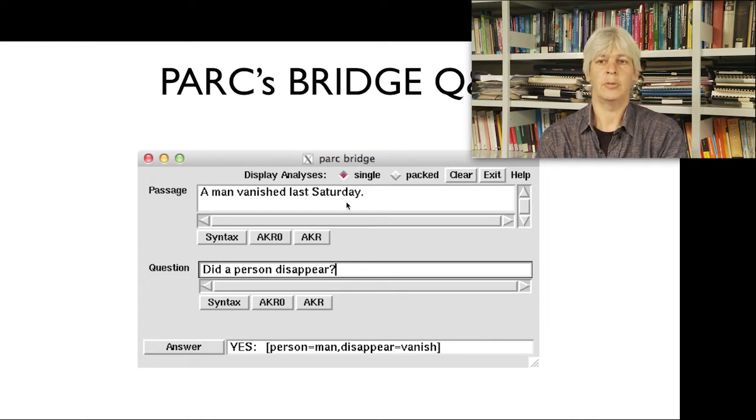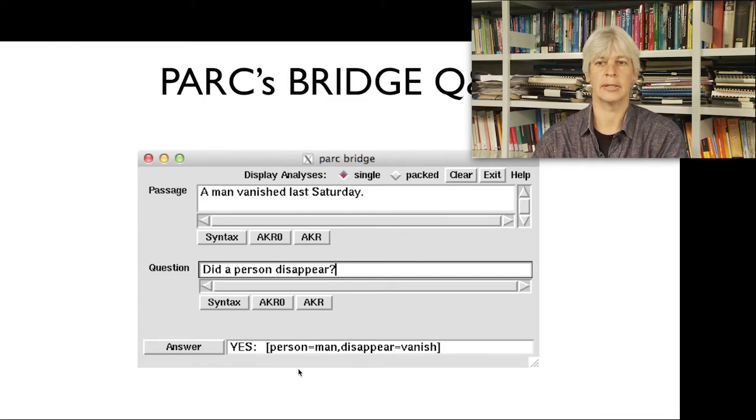So the idea would be that you parse something like this: a man vanished last Saturday. Then you ask a question about that: did a person disappear? And then the system evaluates the question with respect to what it knows. In this case, all it knows is a man vanished last Saturday. And it'll give you the answer down here. In this case, it says yes. And why does it say yes? Because it knows through its lexical resources that a man is a person, and that vanish and disappear are lexically related, that in some instances they mean the same thing.